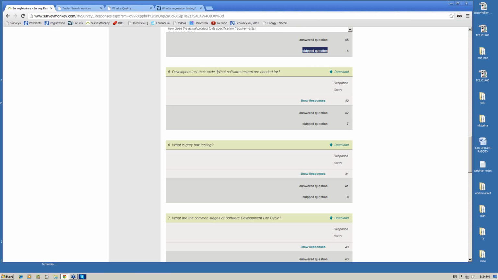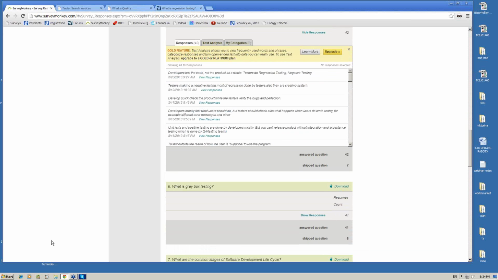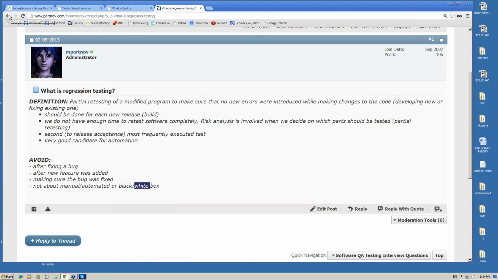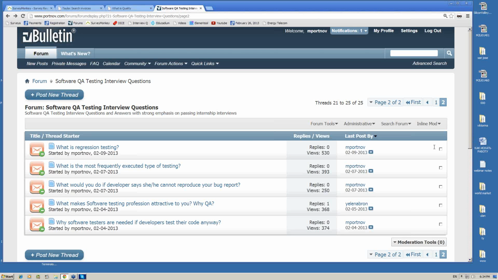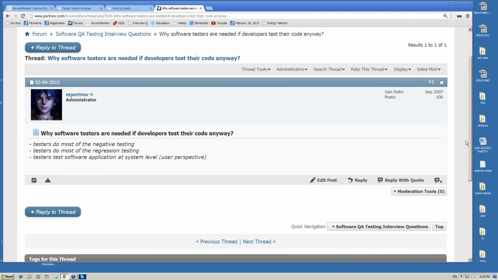And then we have 7 people who skipped. Developers test their code. What software testers are needed for? Let's see what other people say who didn't skip. It should be somewhere on the school forum, I believe. Regression. Oh yeah. Why are software testers needed if developers test their code anyway? Okay. Let's go there and see what we are teaching you to answer that question.